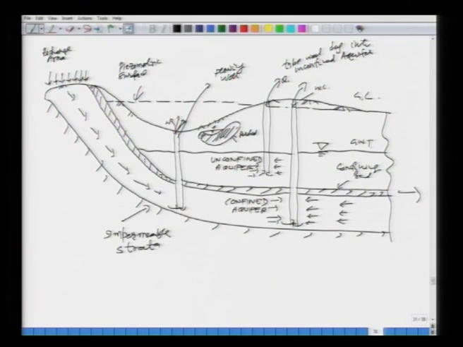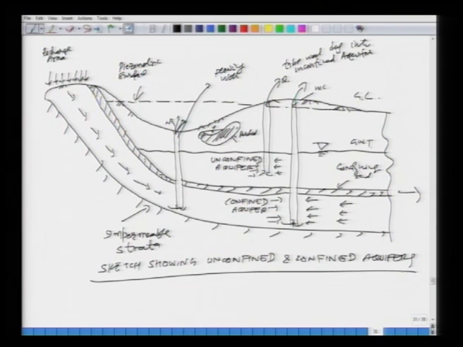Let me say that this figure is basically a sketch which is showing unconfined and confined aquifers, and how they occur, how they are recharged and so on. And obviously, this unconfined aquifer, how can it be recharged? Through rainfall. Water will go down and then it will recharge that area.